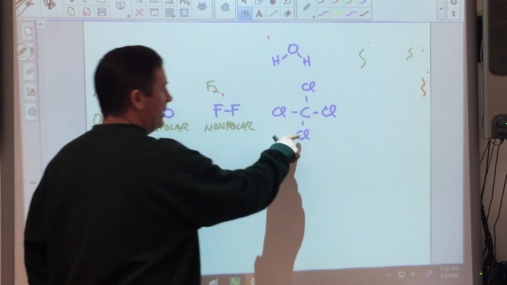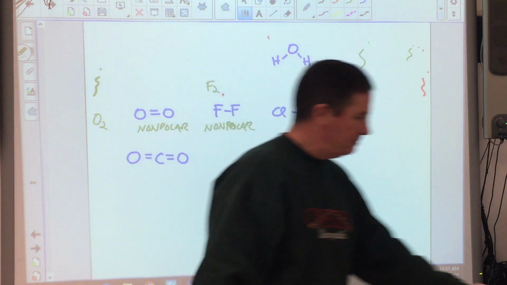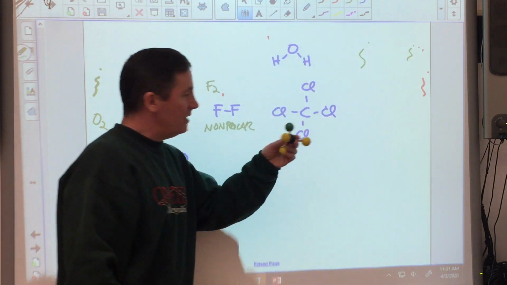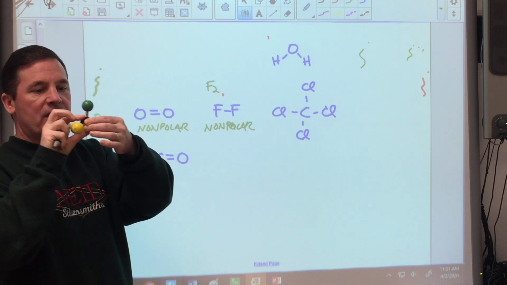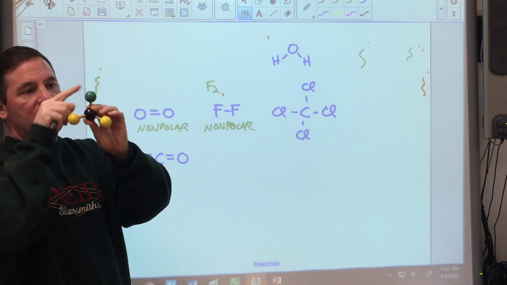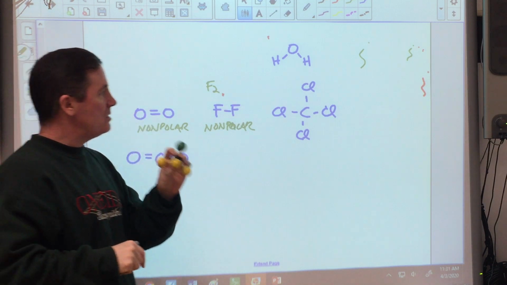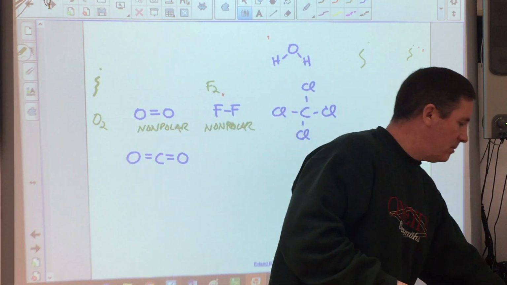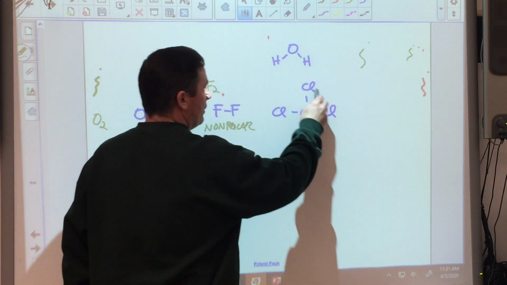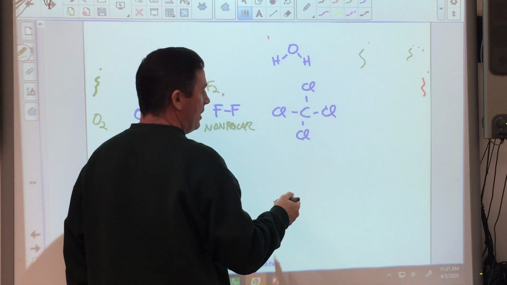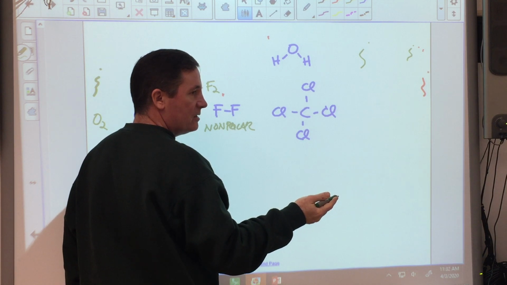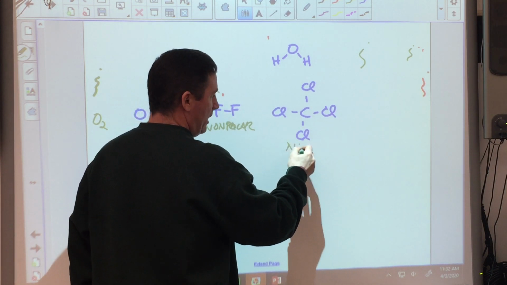How about this thing? This is kind of like that, except instead of one green, I would have four greens representing four chlorine atoms. All of these are the same. All of them have the same kind of pull on the electrons. Your guess? Non-polar again.